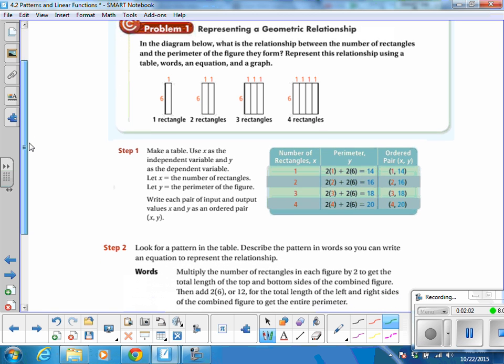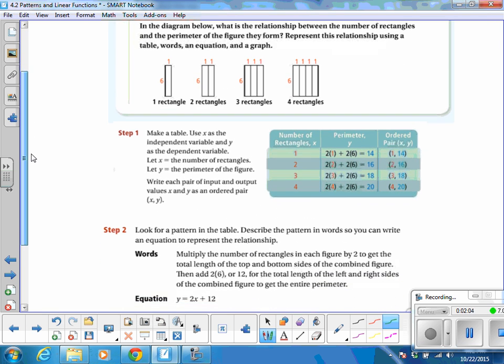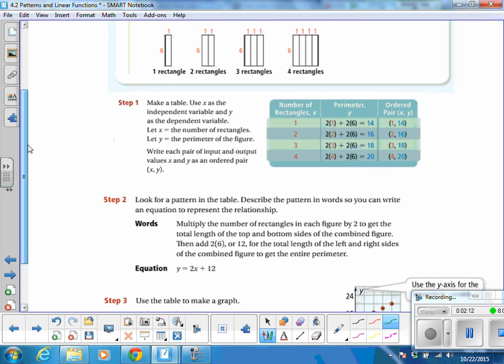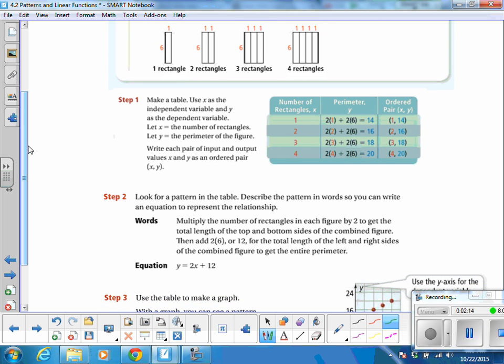And we're going to do that with problem 1. In this diagram below, we're going to look at the relationship between the number of rectangles and the perimeter of the figure they form. And we're going to represent that in many different ways. So in this particular situation, we can see rectangle 1, 2, 3, and 4, and how they change as we add rectangles. We're going to let x be the number of rectangles, because that is our independent variable, and y be the perimeter of the figure.